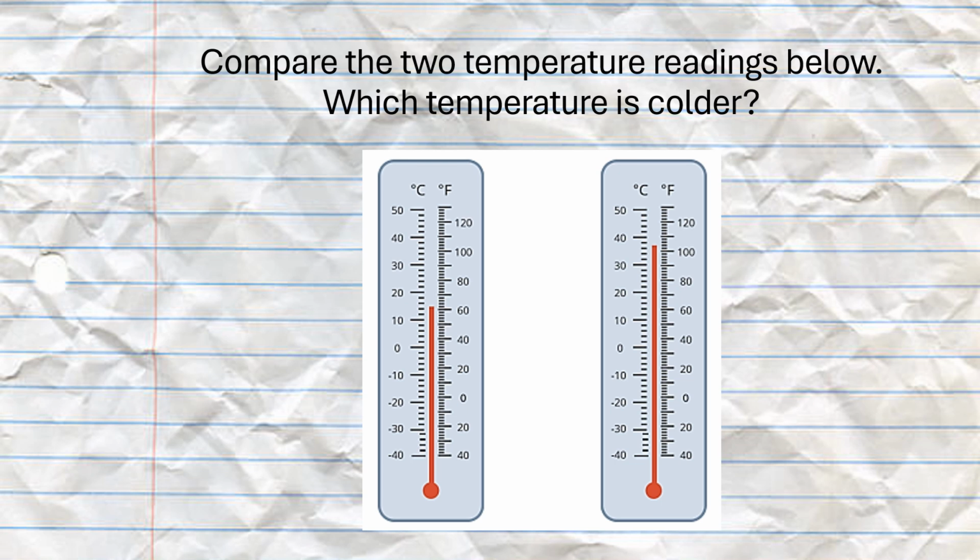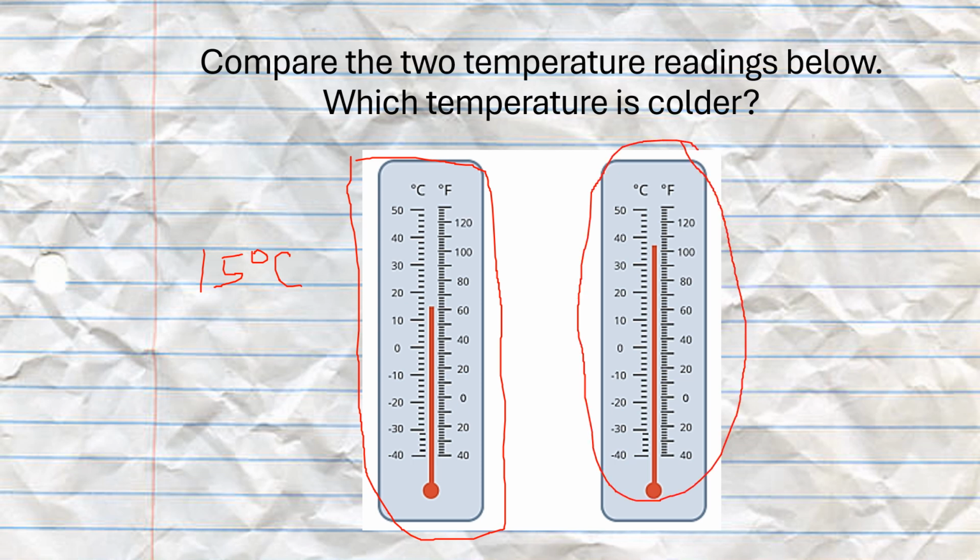Which temperature is colder? The first thermometer, which is this one, has a temperature reading of 15 degrees Celsius, while the second thermometer, this one, reads 37 degrees Celsius. The first thermometer has a temperature reading that is colder than our second thermometer. So take note that 15 degrees Celsius is colder than 37 degrees Celsius.